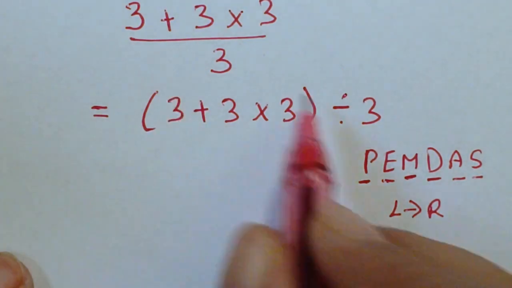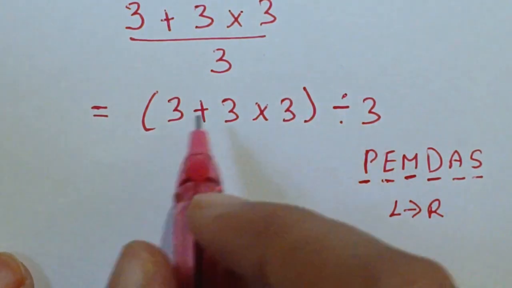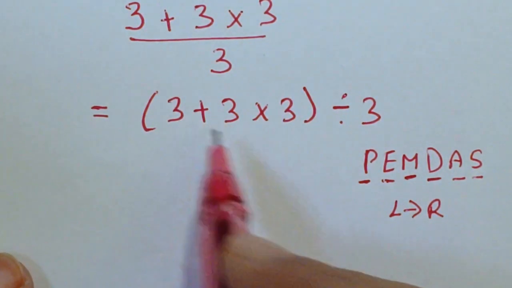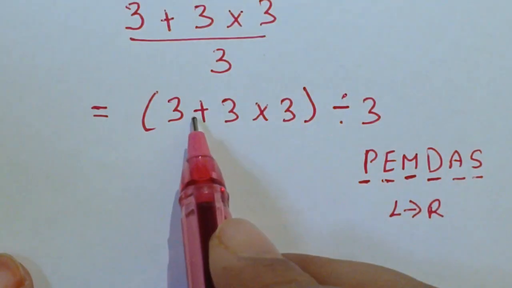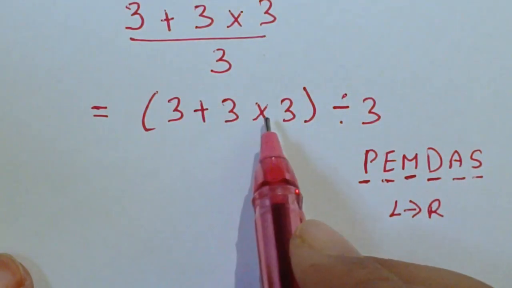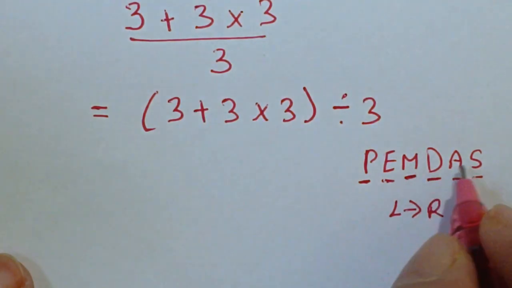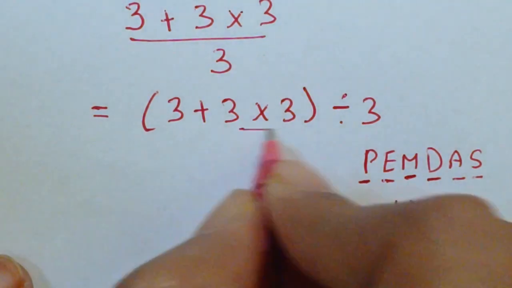So first we'll solve this bracket part. In bracket part, first we'll solve which part? Here addition and multiplication is there. So first we'll solve the multiplication, means this one.